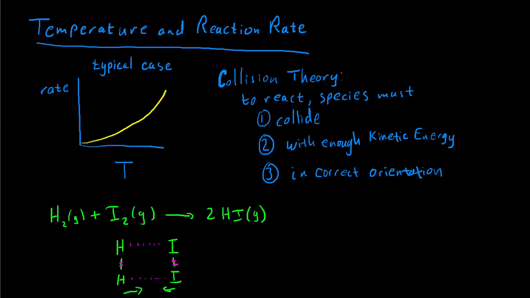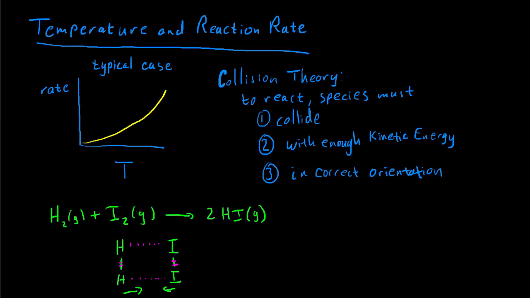So you see they have to collide, they have to bump into each other. If they don't do it hard enough, the bonds may not break, or they might not get close enough for the new bonds to form, and they have to be oriented correctly. If I had pointed just one H to one I, then it might not have worked out correctly. So they have to be in the correct orientation.